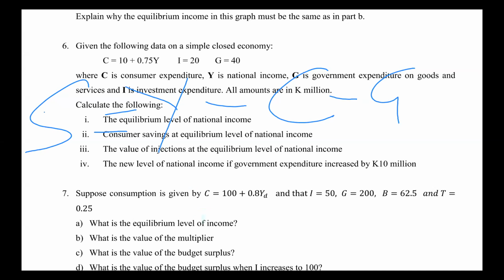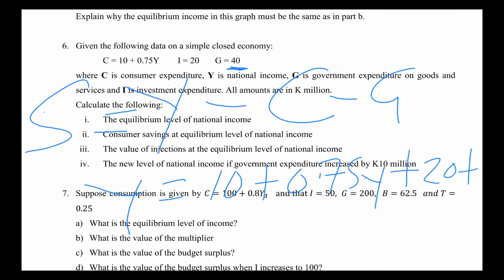Then the last question is, the new level of national income if G increases by 10, which means it becomes 50. So your new Y would be C 10 plus 0.75Y plus investment 20 plus G, which will be 50. Our G will be 50 because it has increased by 10. You get it, right? Yes, I do. Then you repeat the same process. So you have 0.25Y equal to 10 plus 20 plus 50, that is 80.